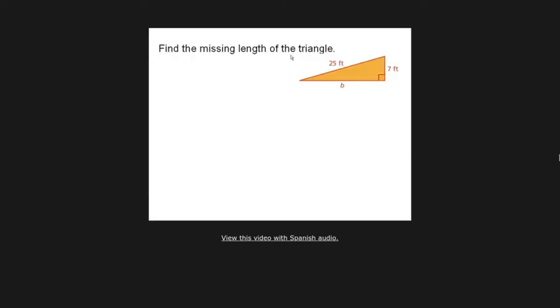Find the missing length of the triangle. First, notice we have a right angle. So that means we have a right triangle, and we are missing one of the legs. Since the legs are the two sides that make up the right angle. And also we have 25 feet is the hypotenuse, because this is the side opposite of the right angle. So what we'll do to find our missing side length B is use the Pythagorean Theorem.